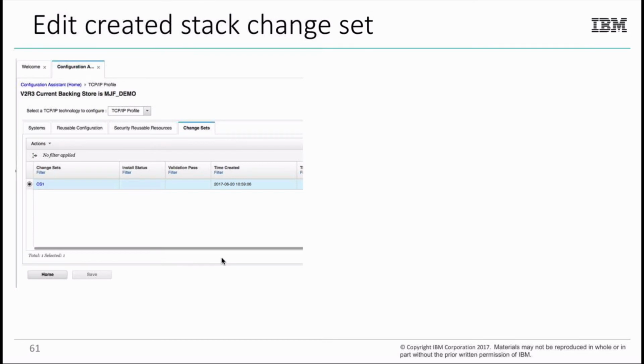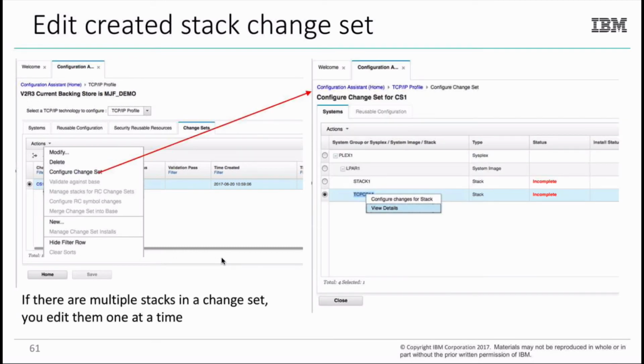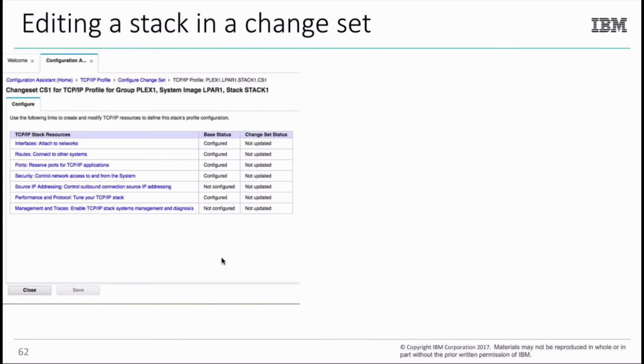Here it is. CS1 has been created, and I can pull down Actions, and then click Configure Change Set, and it shows me here's your change set. It's got two stacks in it. Which stack do you want to edit first? So I right-click on one of the stacks and choose Configure Changes for Stack, and it takes me to a screen that looks very much like the stack configuration screen. The main exception is that there's an extra column telling you whether or not this has been updated.